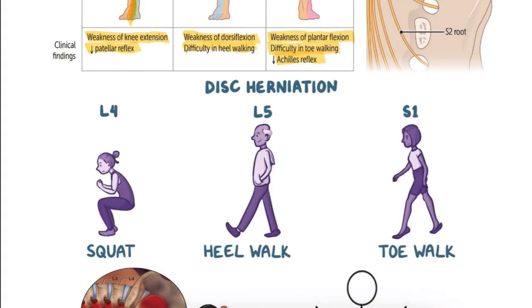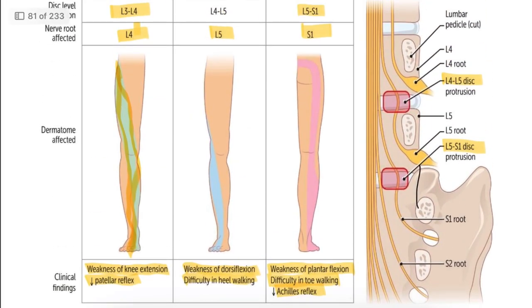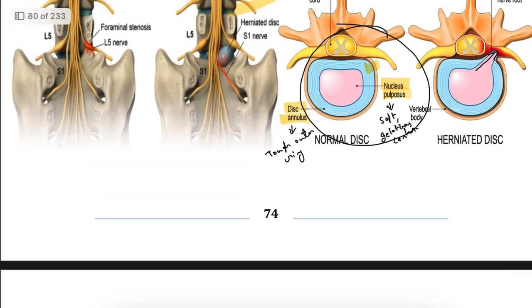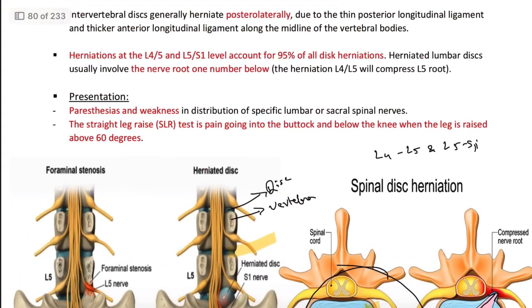Okay, next one, clinical features. Patients mostly present with radicular pain, like short shooting pain along the nerve distribution, and we can see paresthesias like tingling and numbness sensation, muscle weakness and reflex changes. The distribution depends on the affected nerve root.